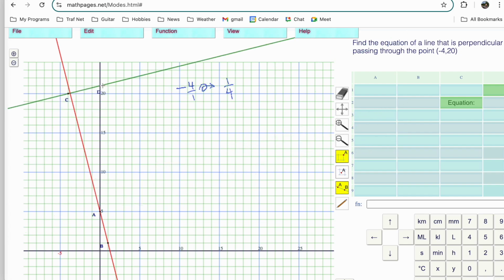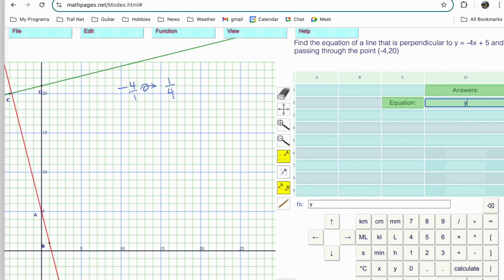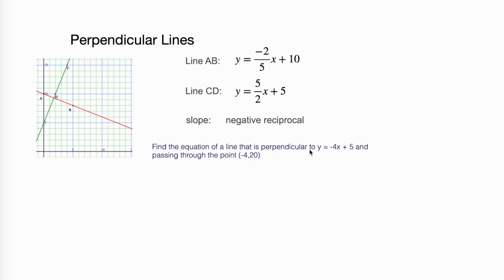Notice our b is 21. We get this nice equation. y equals 1/4 x plus 21. We can do it algebraically as well. We know that the slope of the first line is negative 4. The slope of a line that's perpendicular to this is going to have the negative reciprocal. The negative reciprocal of negative 4 is positive 1/4. We have y equals 1/4 x plus b.